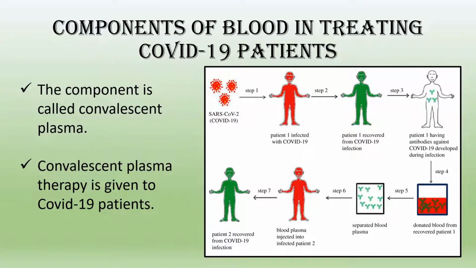Components of blood in treating COVID 19 patients. Convalescent plasma donated by persons who have recovered from COVID 19 is the acellular component of blood that contains antibodies. These antibodies, when transfused into patients infected with COVID 19, are thought to exert an antiviral effect, suppressing virus replication.